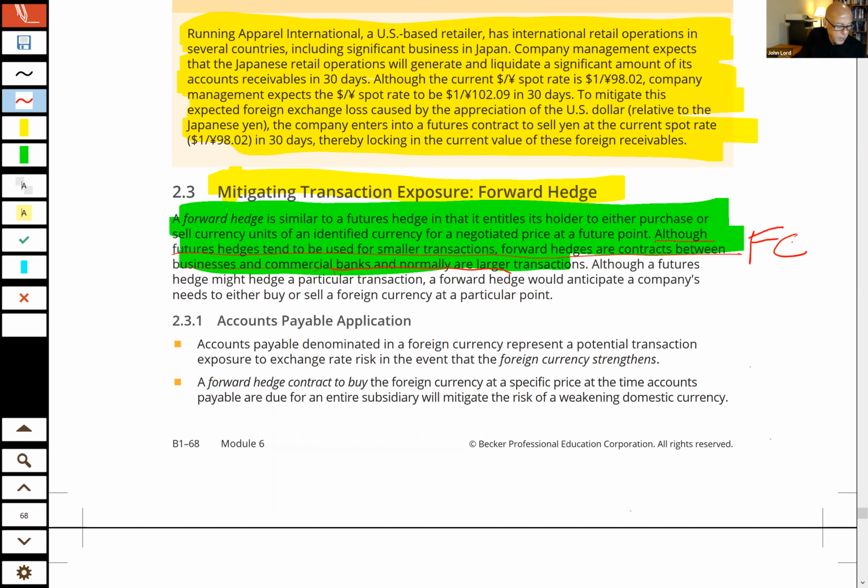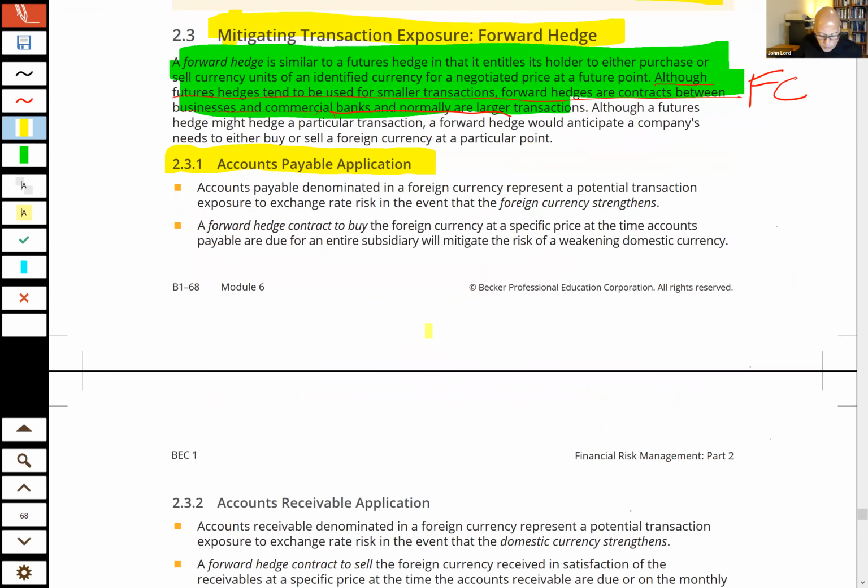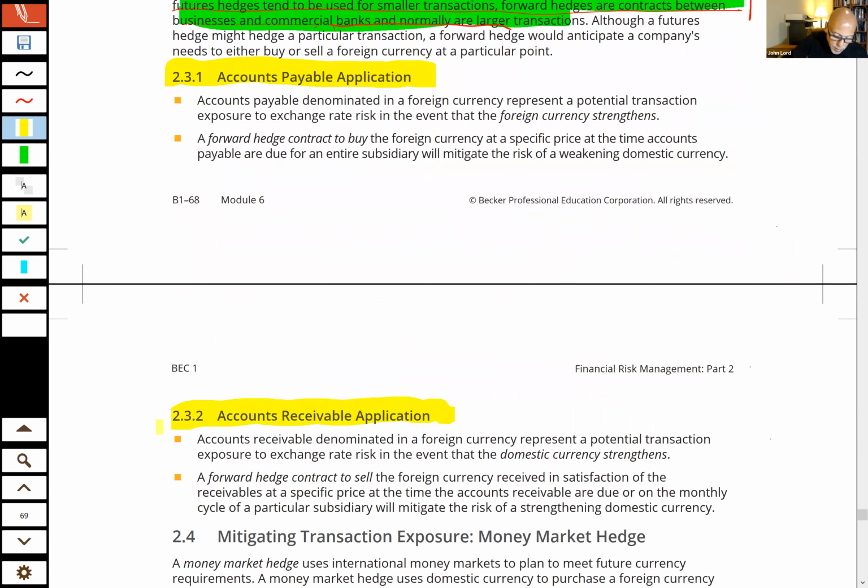Again, all of these are really kind of definitional as to tools that you can use to mitigate transaction exposure. And again, you can use it in an accounts payable application, accounts receivable application. So we've got futures, we've got forwards, futures for smaller transactions, forwards for larger transactions, and they can be used for accounts payable, accounts receivable application.